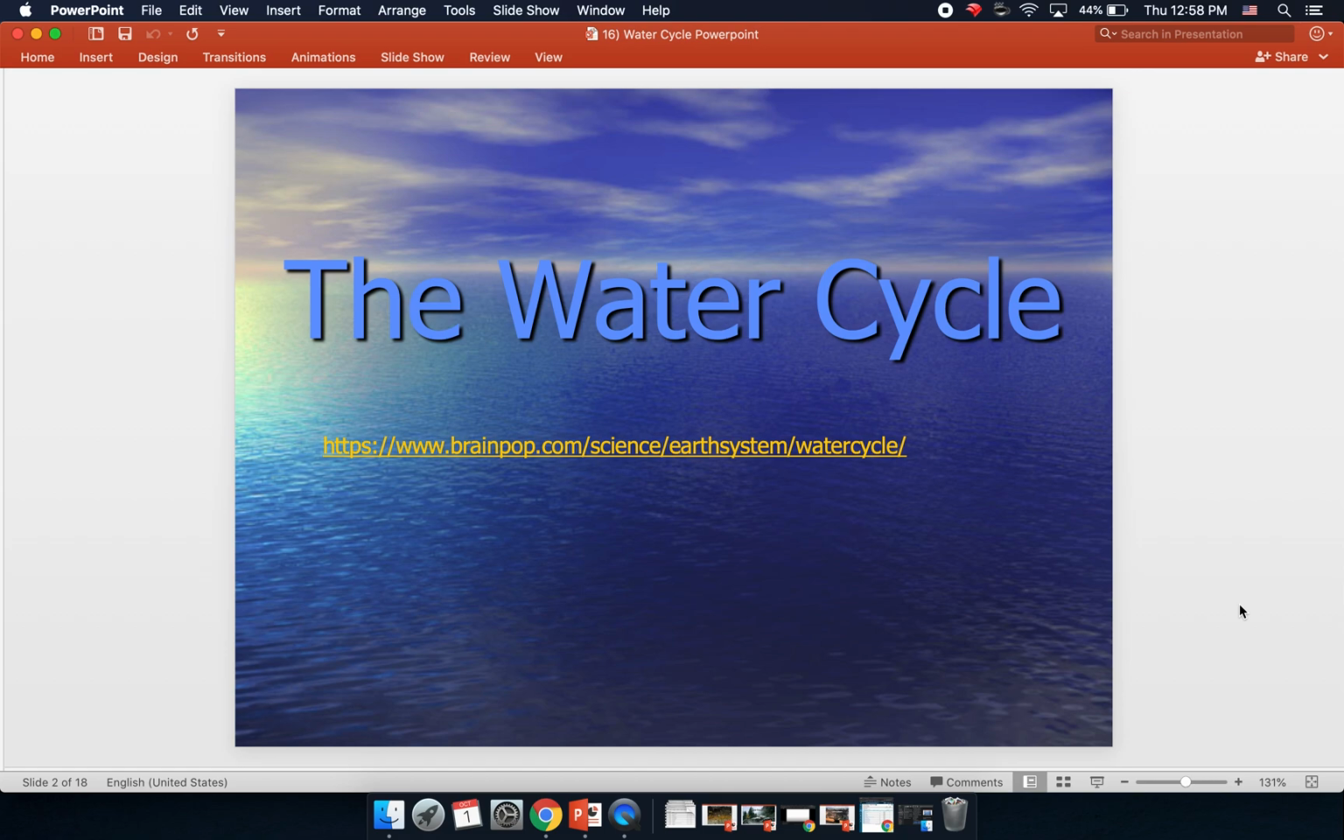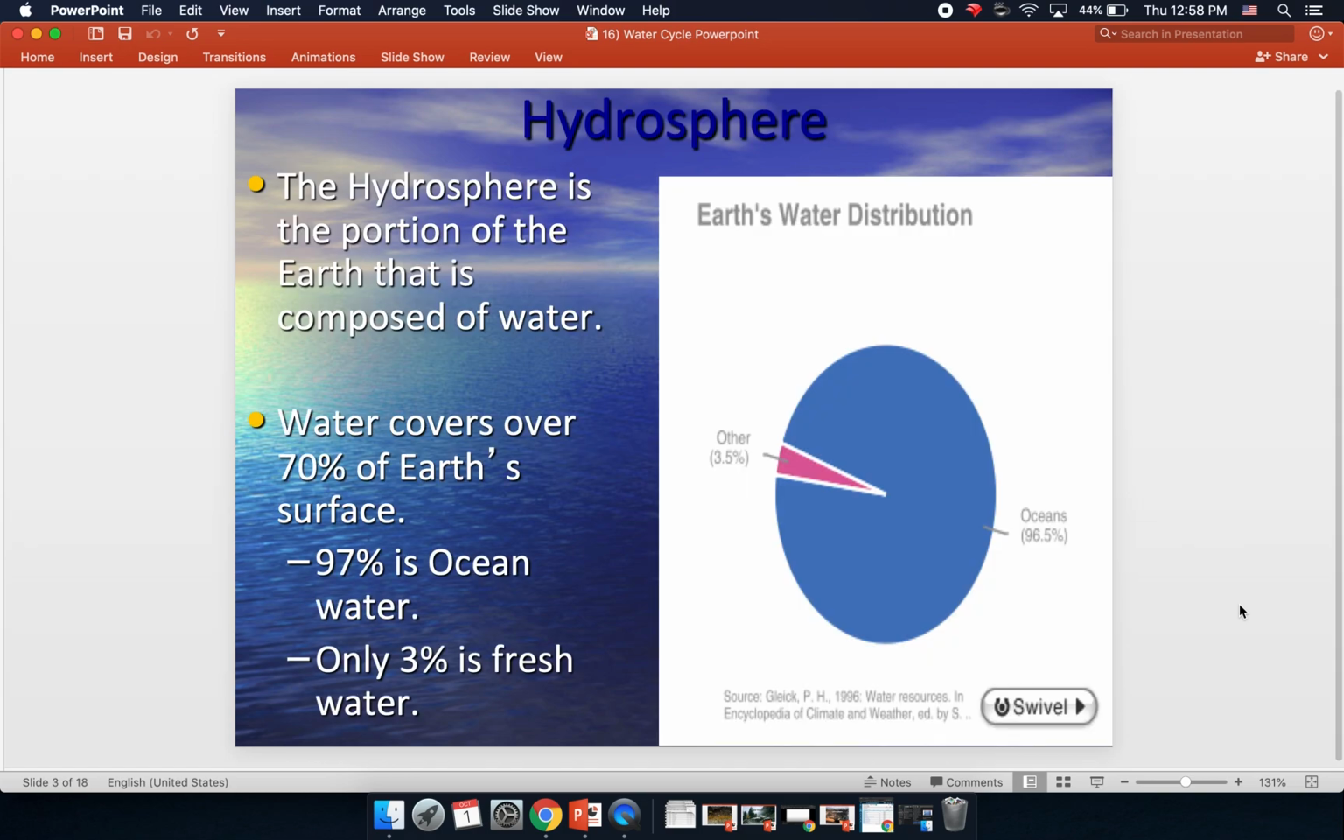This lesson is on the water cycle. The hydrosphere is the portion of the earth that is composed of water. So anytime we refer to the hydrosphere, we're talking about all of the water on earth. Water covers over 70% of Earth's surface. 97% of that water is ocean water and is salty, and then the remaining 3% is fresh water.